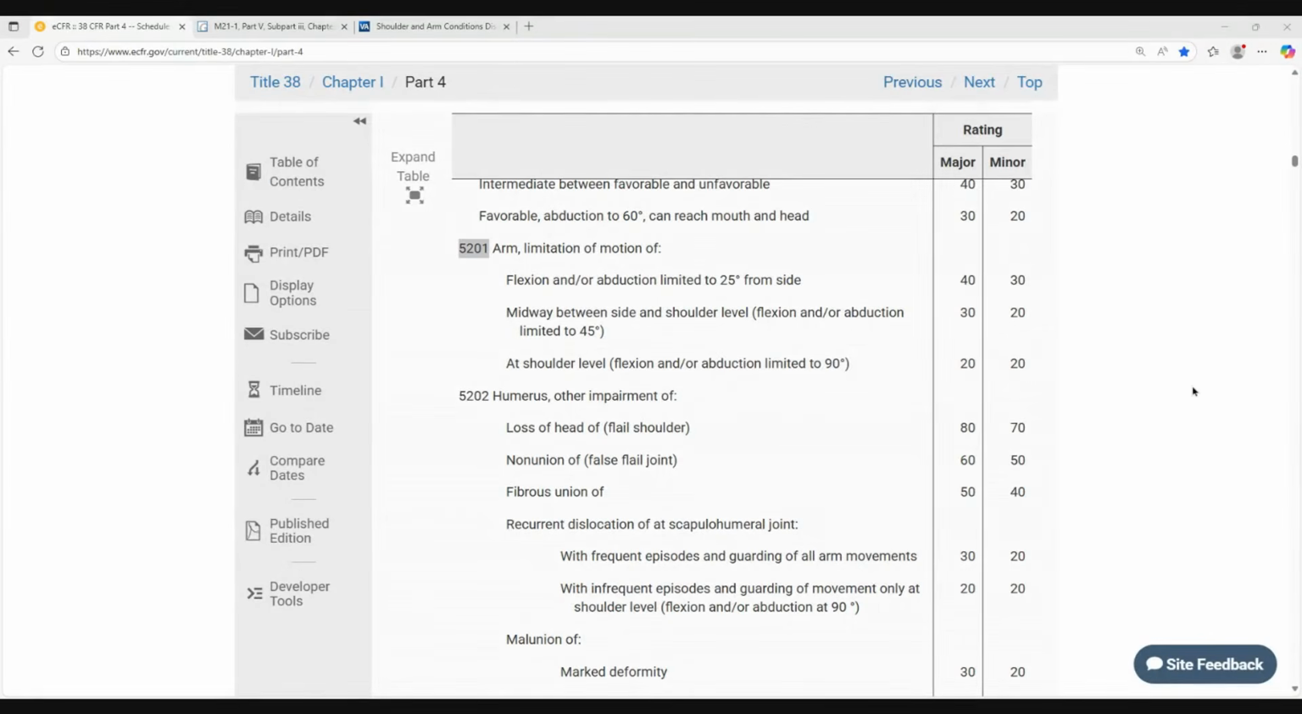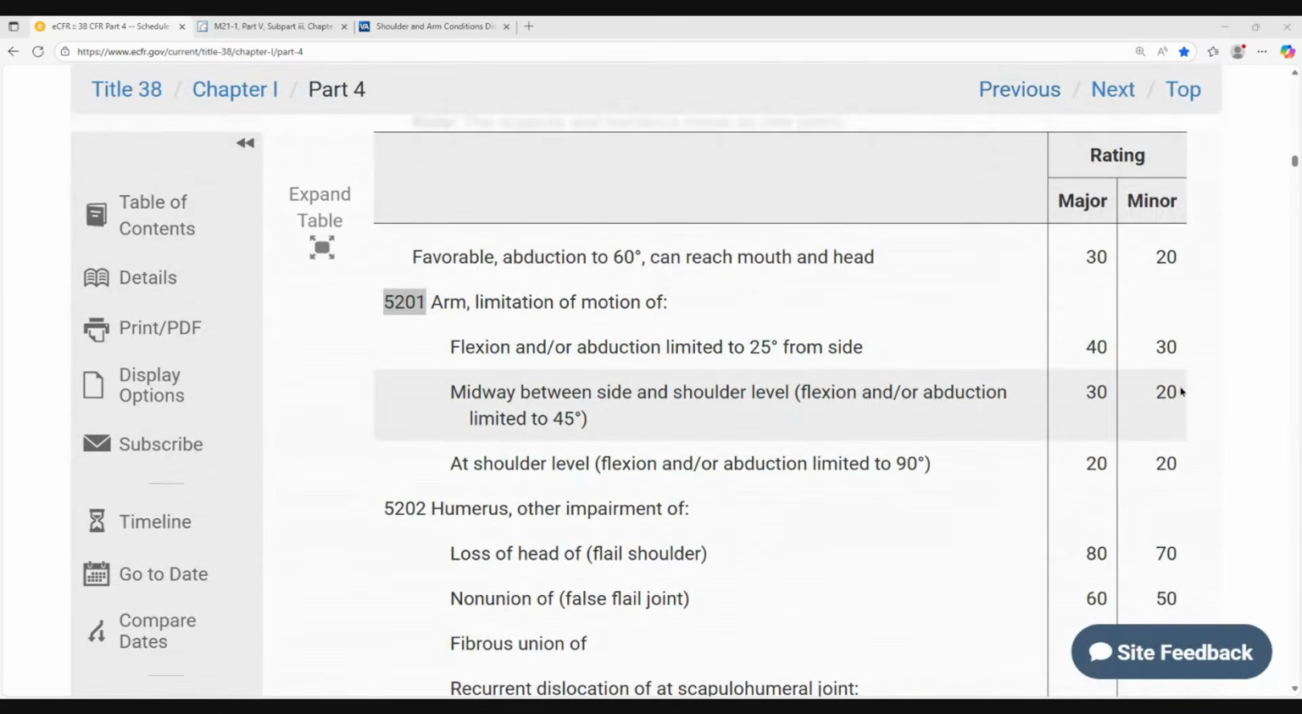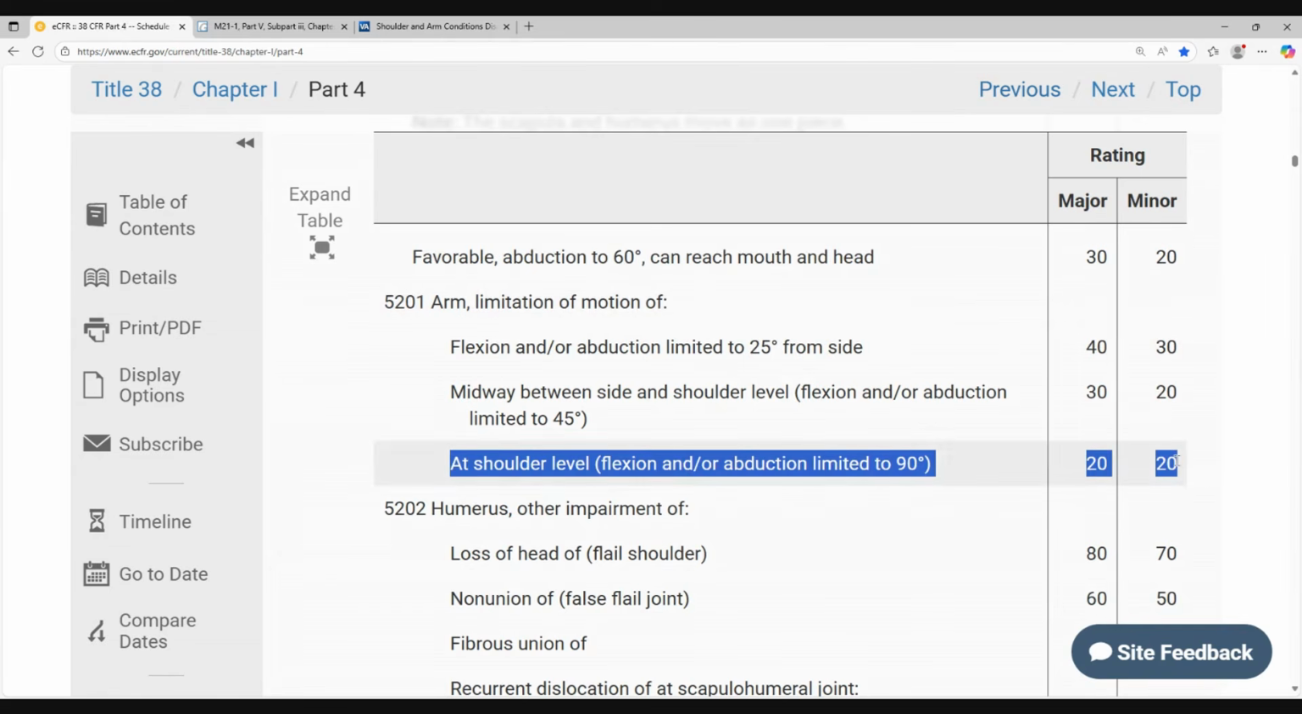Let me make things a little bit bigger here so you guys can see it. Now, this is what we're talking about. 5201 is arm limitation of motion. This is your shoulder. 5201 is what your shoulder is rated under primarily. Now, painful motion, minimum rating 20%.